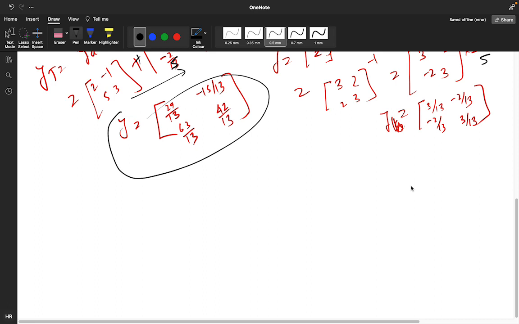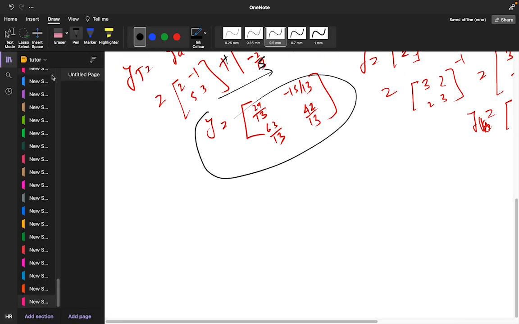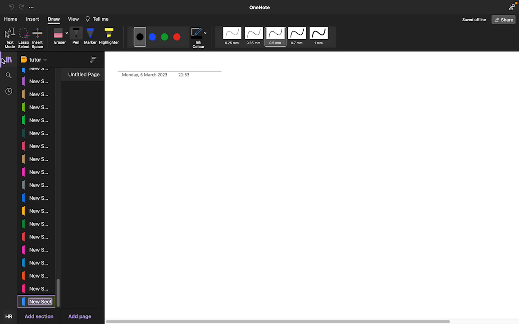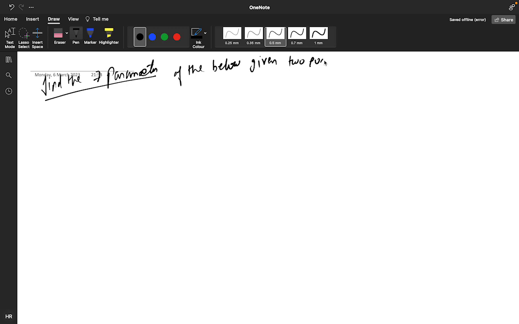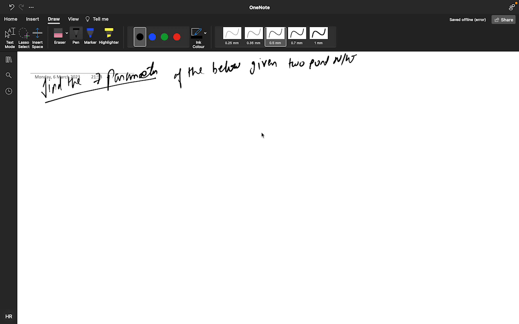Now you need to find a different question. Write the different question. Find the Z parameter of the below given two-port network. So it's a very easy question. So you guys will solve it very quickly.